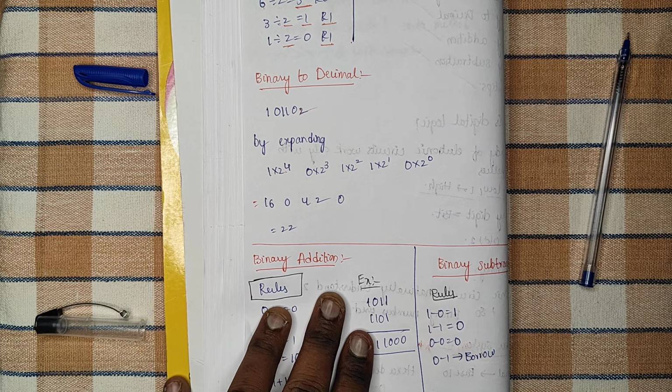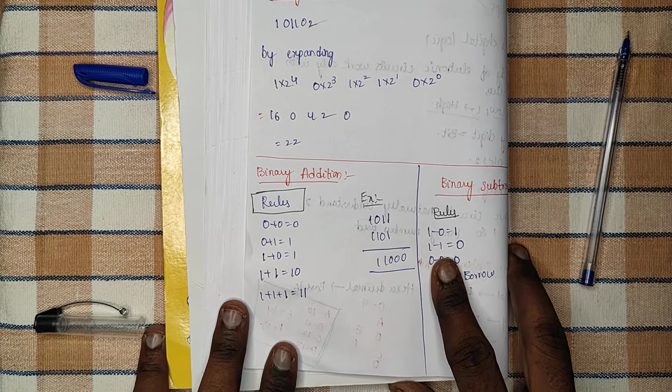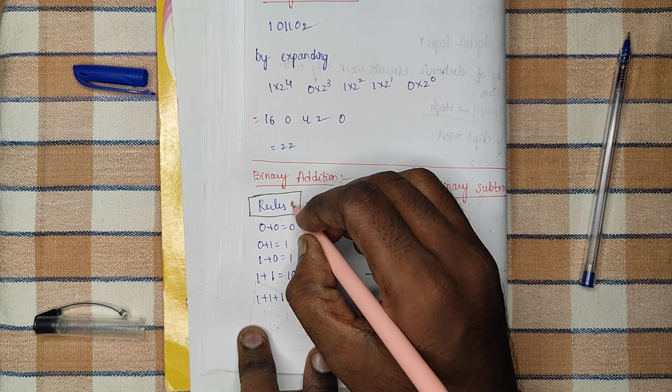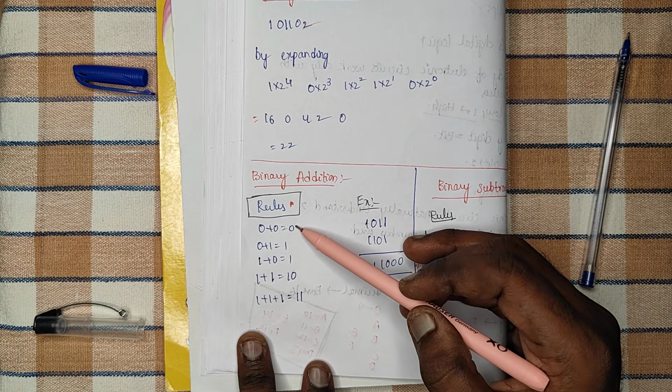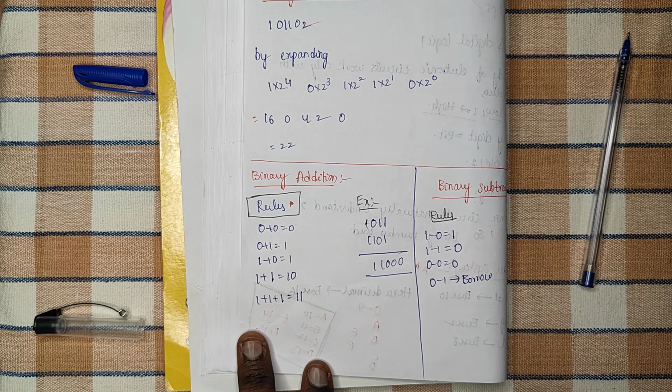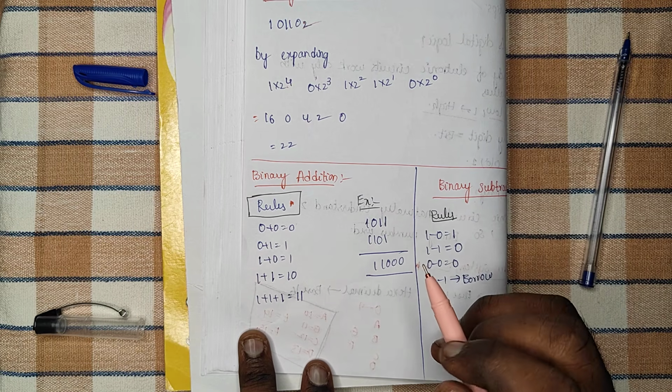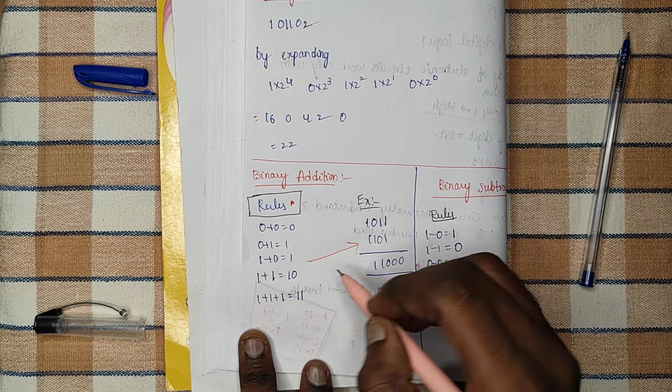Okay, just understand it, don't memorize it. So, binary addition. See, there are a few rules which you have to remember if you do the addition operation. If you see these rules, you can get it. If you see this, you can understand everything. Just make a note about this.